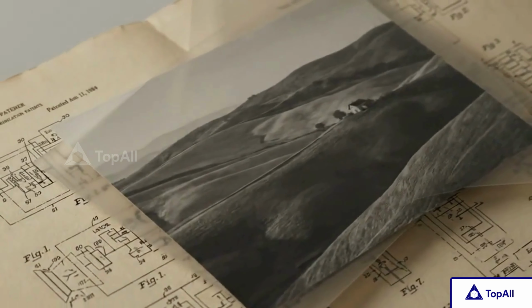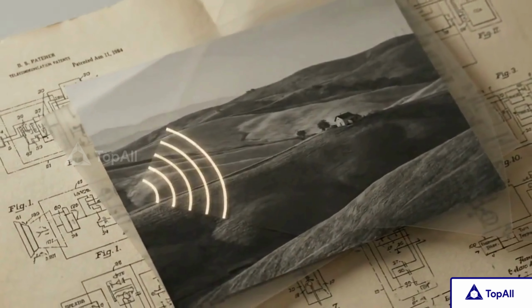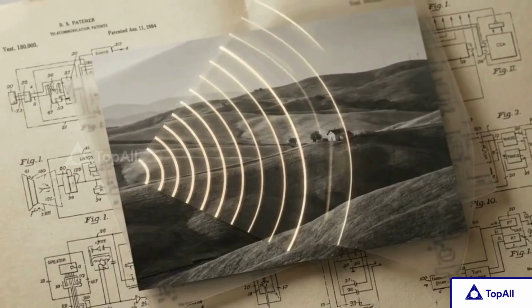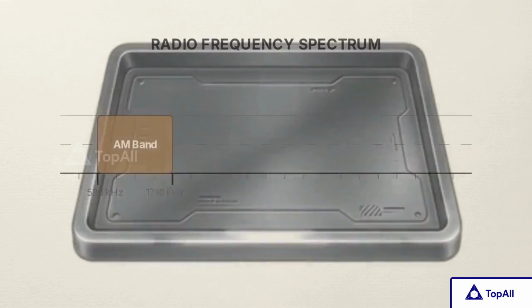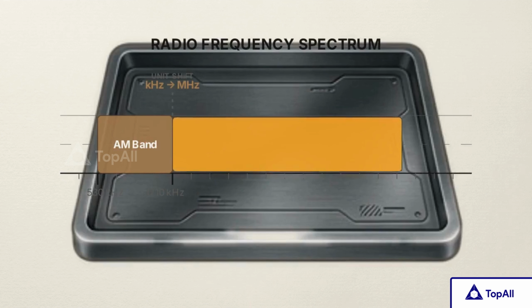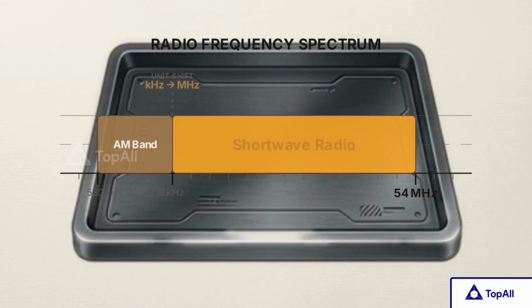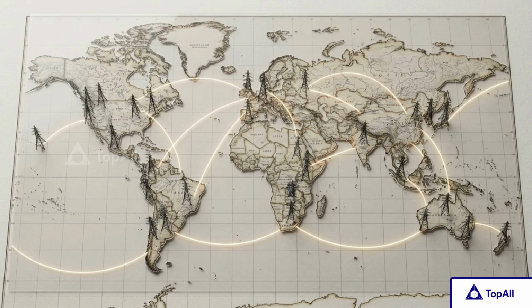These long waves can bend around large obstacles like hills, which allowed early broadcasts to reach family radios across immense distances. Moving up the timeline, the frequencies stretching past the AM band up to 54 MHz are reserved for shortwave radio. Organizing the lower end of the spectrum into these distinct frequency ranges allowed early global audio communication to scale without overlapping.